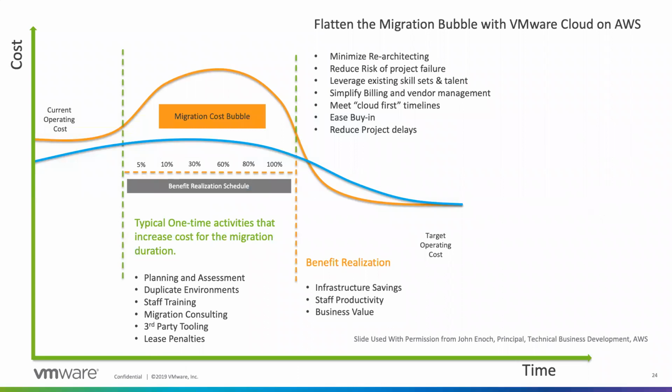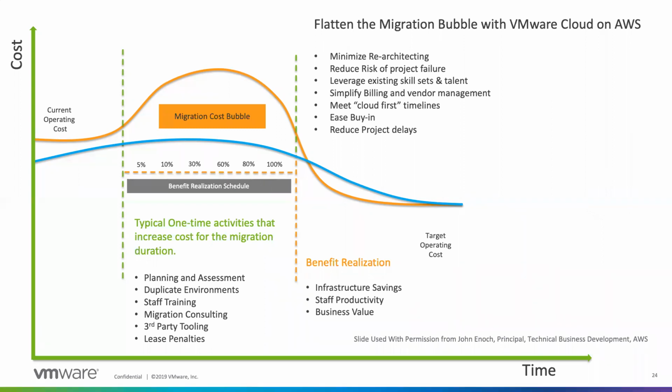So the other piece that we see, and the interesting thing here is this slide was actually created by an AWS principal. When you think about the costs associated with AWS or any native cloud, and then VMware Cloud, the blue is VMware Cloud, the orange is, for lack of a better example, AWS here. The costs at the beginning and the end are largely similar, right?